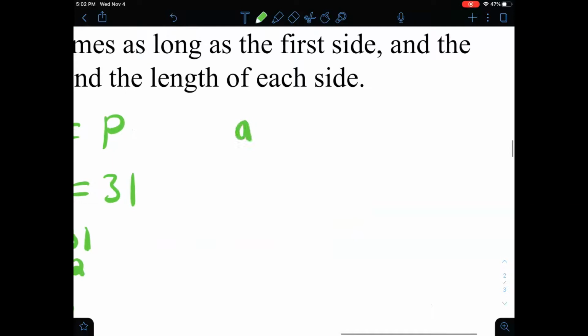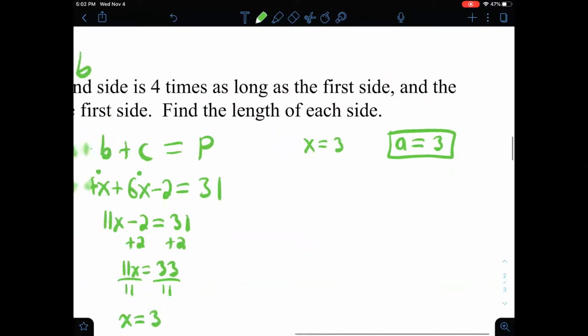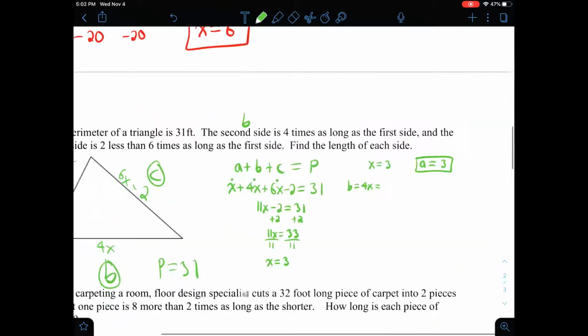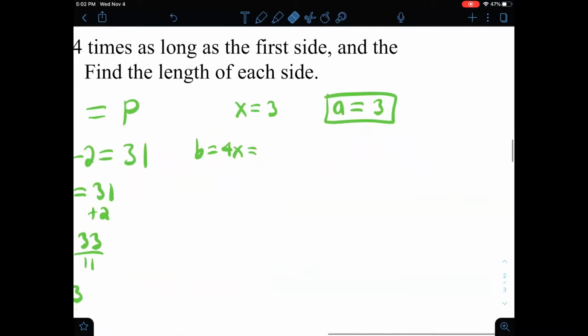So I'm going to go over here now. A equals x. Well, let's see here. How do I want to write this? X equals 3, so A equals 3. That's one of our answers. Now we need to find B. B equals 4x, right? B equals 4x, and this is also supposed to be feet. Yeah, sorry, I gotta use my labels. Not good for a teacher to not use his labels, Mr. P.